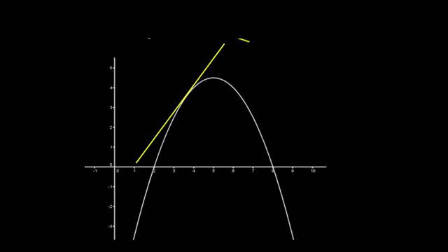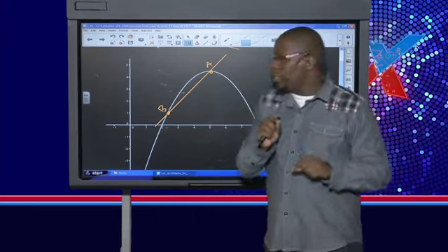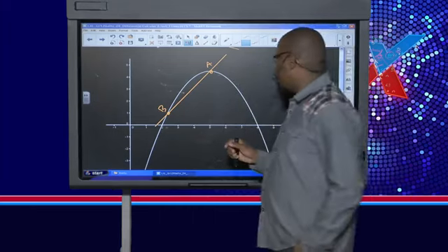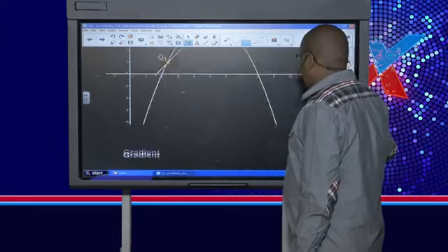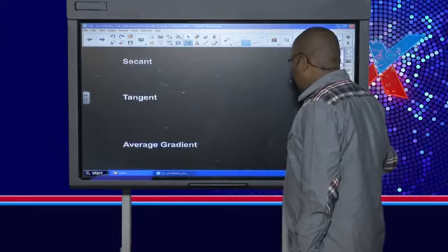Now, if I continue with this line and pull it a little bit in there, I'm now meeting the graph in 2 points. There's this point here and that point, say this is A and that is your B. If I'm joining that line and cutting the graph in 2 points, then that is our secant.